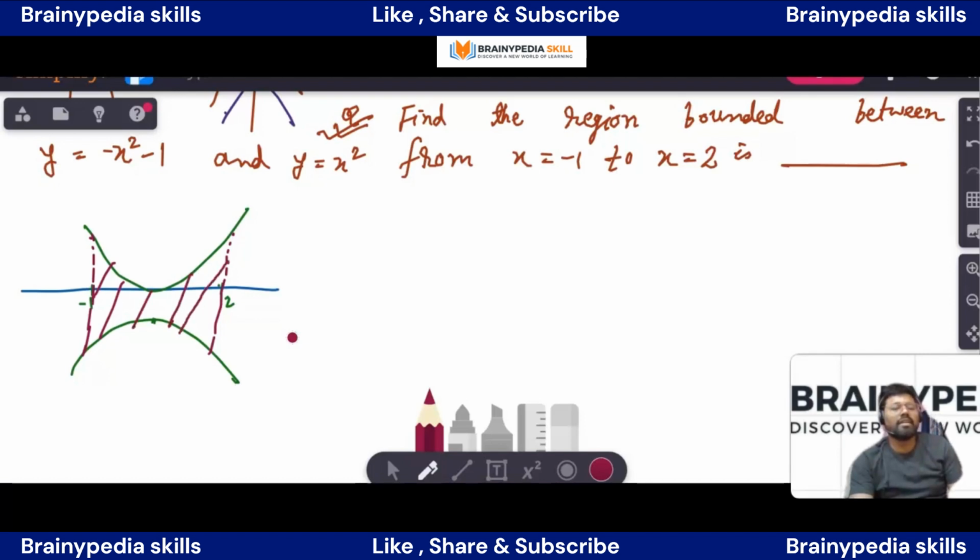In the last class I had taught you which one is upper curve, which one is lower curve. So this is y equals to x square. So this is upper curve, yes or no? Upper curve, u.c. This one is lower curve, l.c. Okay, clear? So we have already drawn the graph. Now we are going to find out the answer. So what should be the answer, guys?